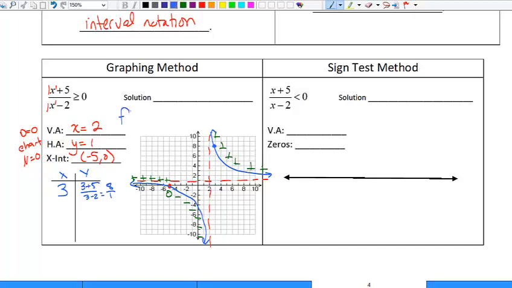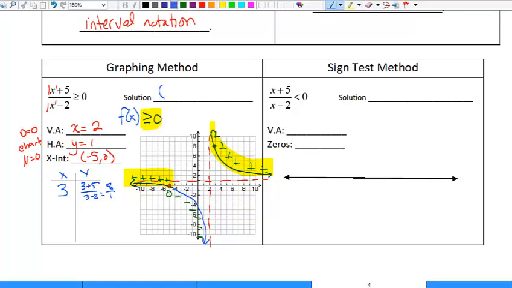So now I want to identify which branch satisfies my inequality, where f of x is greater than or equal to 0. So where is it greater than or equal to 0? Well, greater than means positive, so anything that's positive gets to be included, and 0. So notice we have a 0 right there. So we have two branches that actually work.